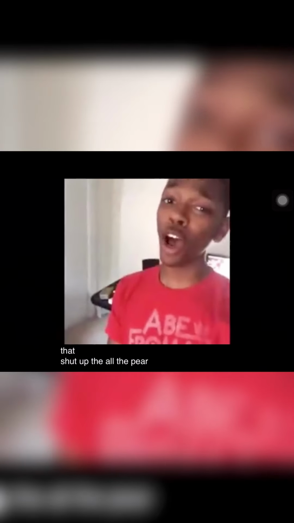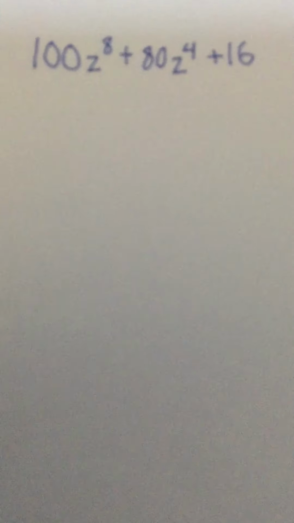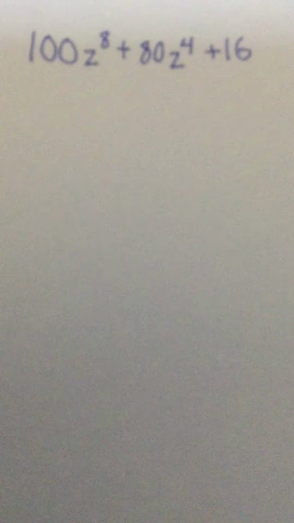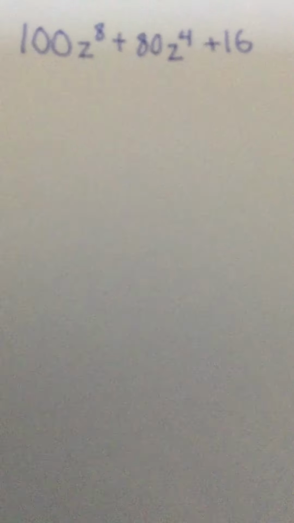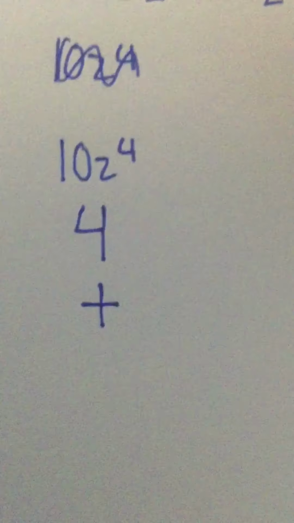Let's create one more example of a perfect square trinomial. Say you decided to put 100z to the 8th power plus 80z to the 4th power plus 16. The square root of the first term is 10z to the 4th power, while the square root of the last term is 4, and the sign of the middle term is plus.